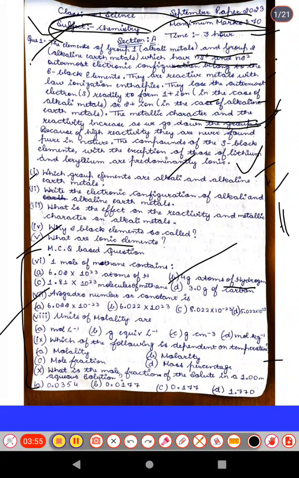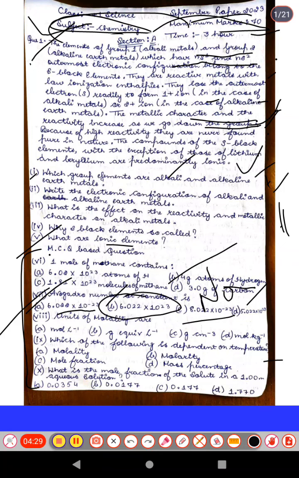So the next MCQ is: the Avogadro number, a constant, denoted by N naught. What is its value? First option is 6.022 × 10 to the power minus 23. B option is 6.022 × 10 to the power 23. Third option is 8.022 × 10 to the power minus 23, and last option is 5.022 × 10 to the power 23. And this is the Avogadro number, and the correct option is B, 6.022 × 10 to the power 23 atoms.